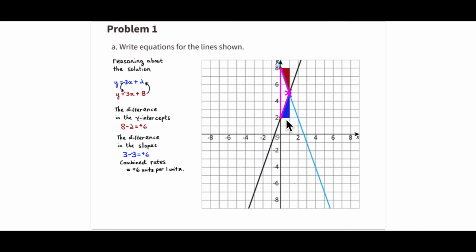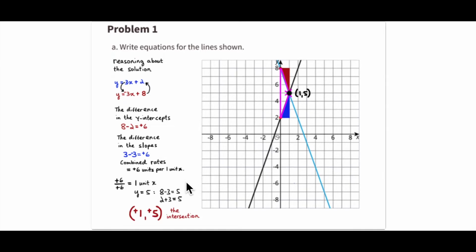What that means is that this graph is moving up at 3 units every unit along the x-axis, and this graph is moving in the opposite direction. It's moving down 3 units, so it's a negative 3 for every unit along the x-axis. So that difference is a positive 6 units. They are moving together at a rate of 6 units for every single unit along the x-axis. So their combined rates, positive 6 units per 1 unit along the x-axis.